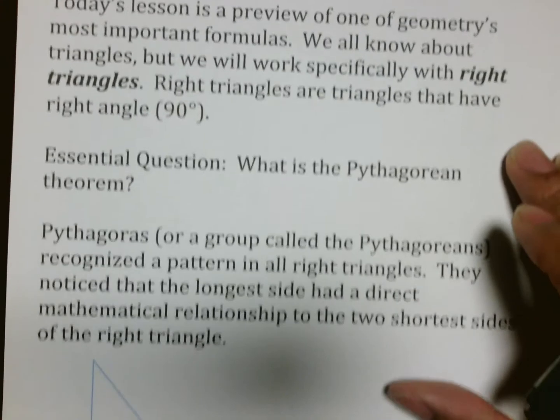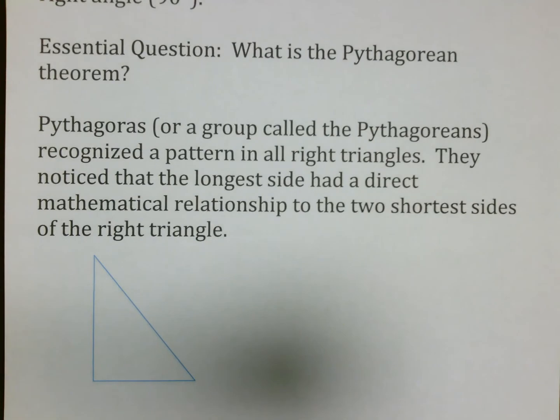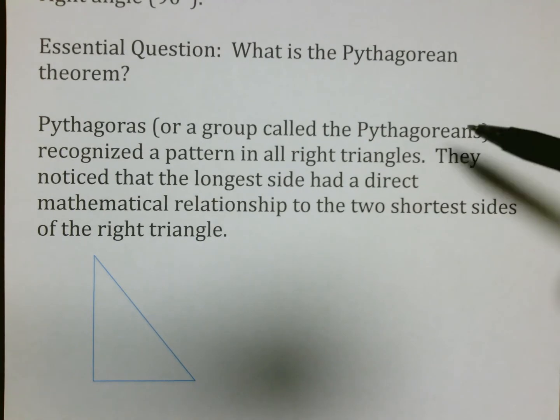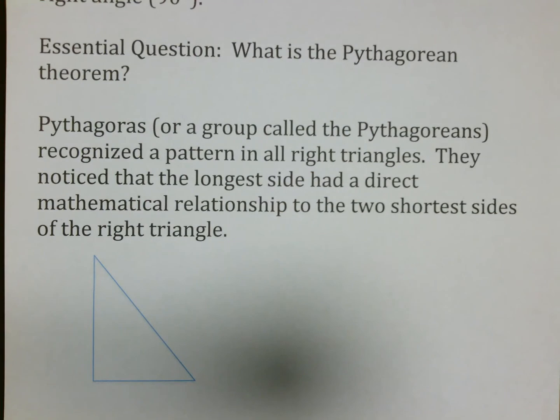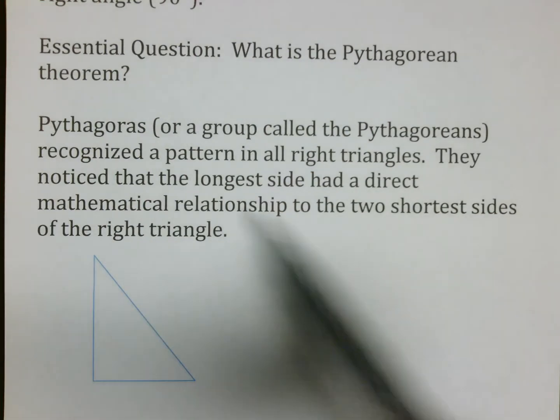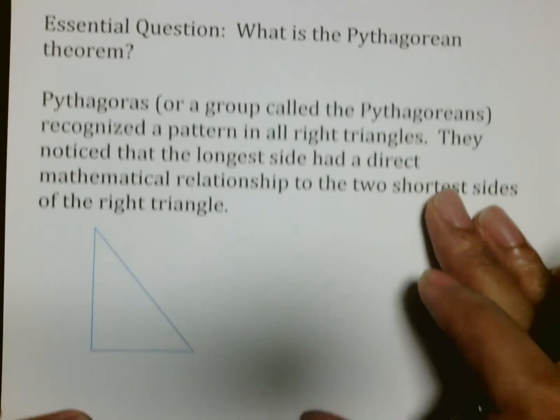Essential question is, what is the Pythagorean theorem? Well, there was a guy named Pythagoras, or he also had a group called the Pythagoreans who kind of met and did math ideas. You can always research that. But he or they recognized a pattern in all right triangles, and they noticed that the longest side had a direct mathematical relationship with the two shortest sides.